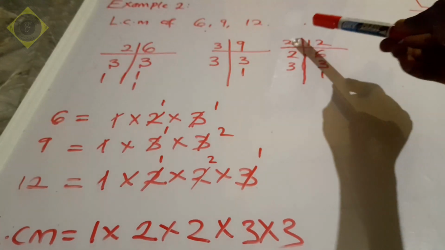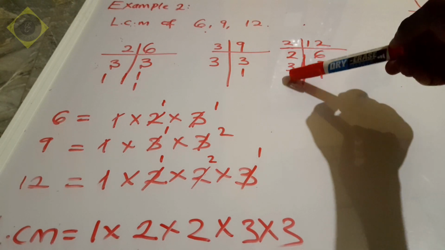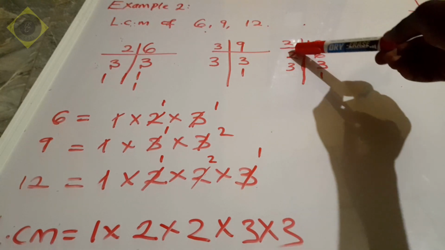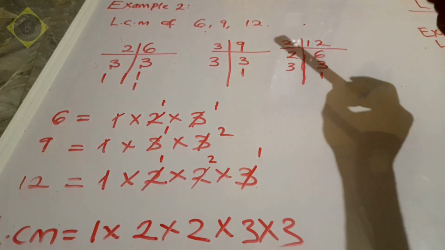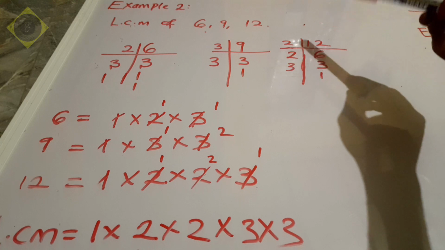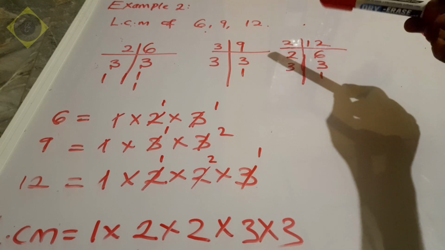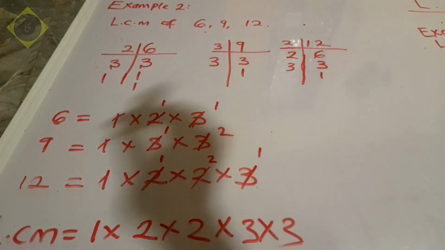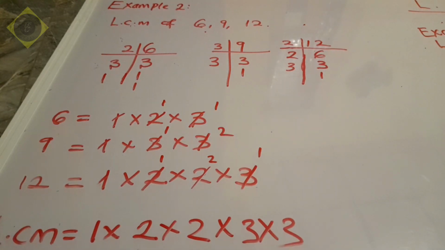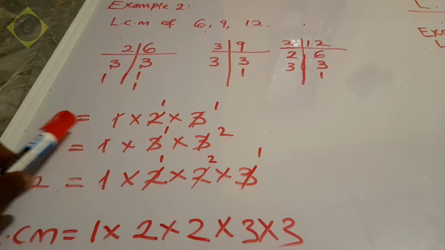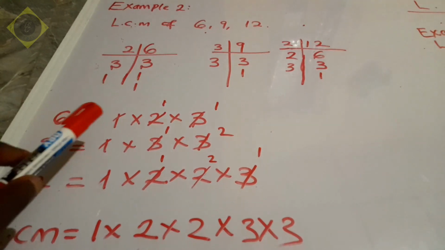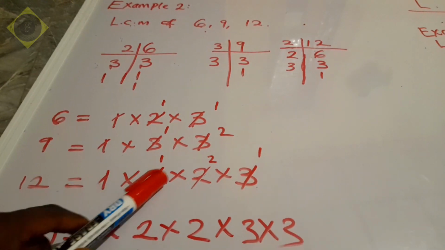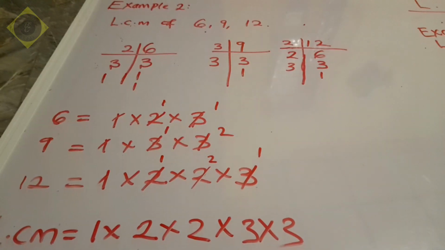Now, notice that all the numbers you are using to divide these bigger numbers are just prime numbers. So, learn to use the prime number. And when a smaller prime number is not going to divide, you go to the next bigger prime number. So from here we can see 6 is 1 times 2 times 3. 9 is 1 times 3 times 3. 12 is 1 times 2 times 2 times 3, all in prime numbers.